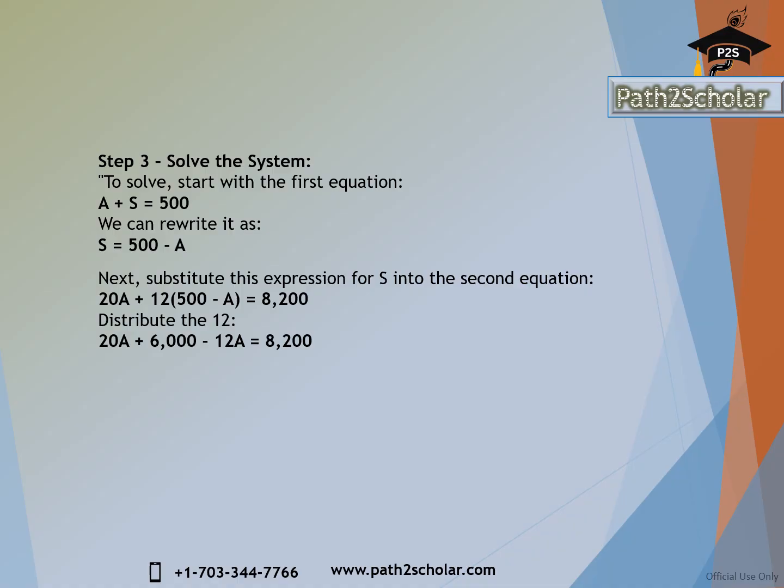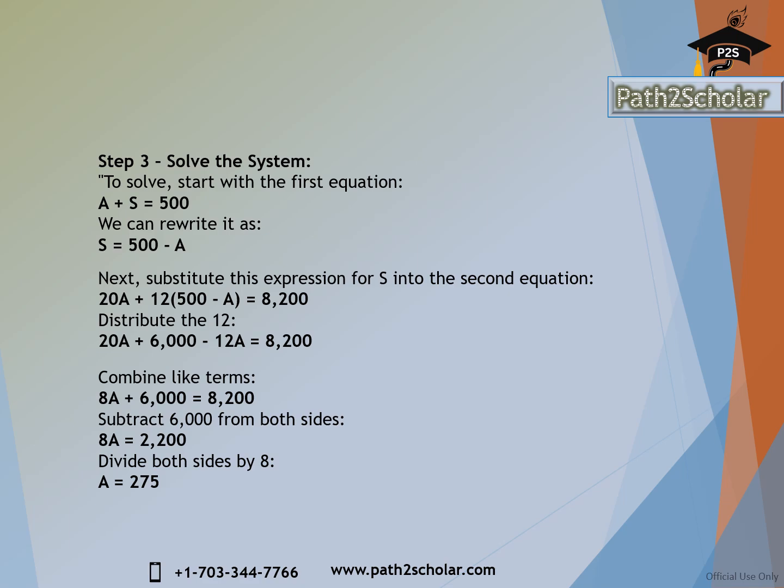So now the second equation states 20A plus 12 times (500 minus A) equals 8,200. And now using PEMDAS, we can distribute the 12 to the 500 and A. So after distributing, the equation states 20A plus 6,000 minus 12A equals 8,200. Now our next step is to combine like terms. We're going to combine the 20A and the minus 12A on the left side of the equation. So now our equation states 8A plus 6,000 equals 8,200.